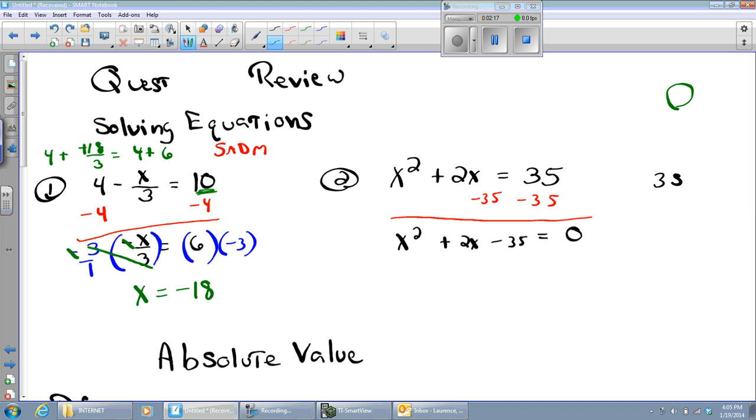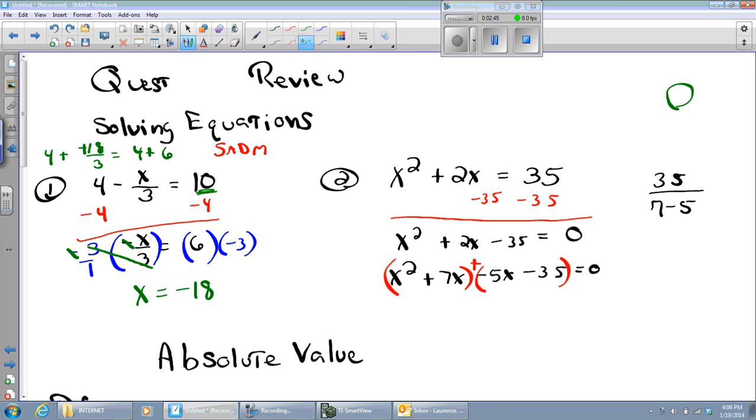I need two factors of 35 that subtract to get positive 2. Well, sounds like a 7 minus 5 to me. So I'm going to rewrite this as x squared plus 7x minus 5x minus 35 equals 0. I'm going to do some grouping now. And as Zach Ingram says, capture the negative. Need a plus in between there.